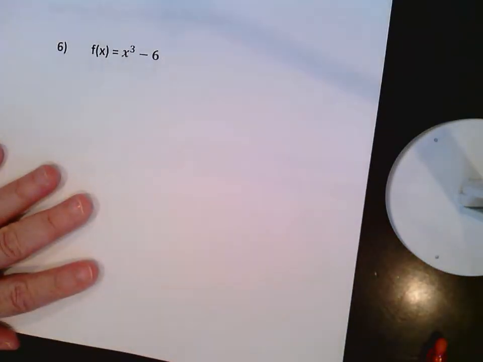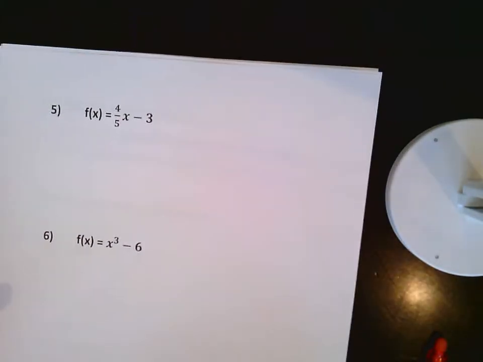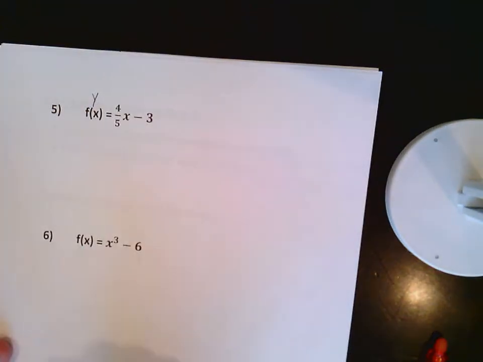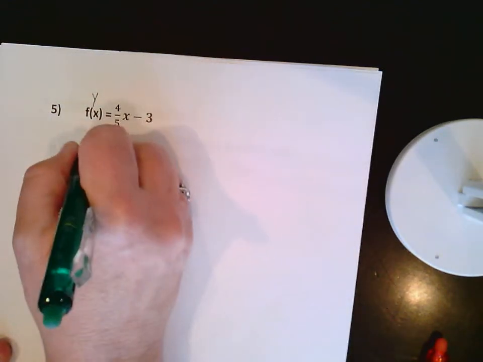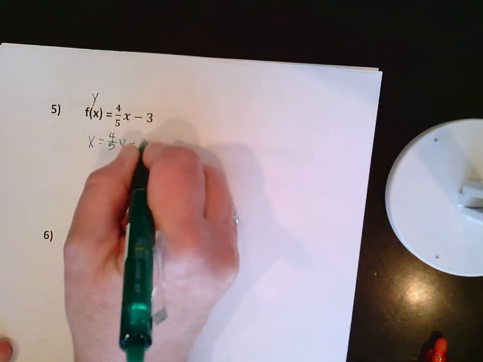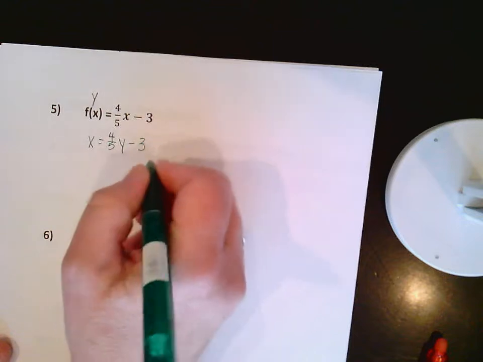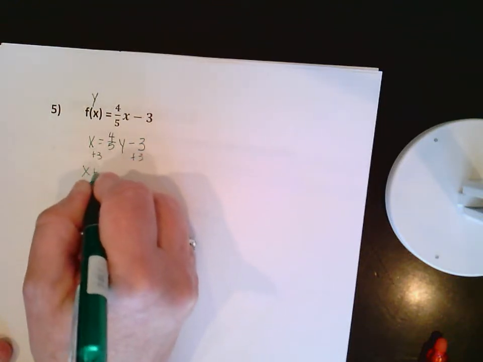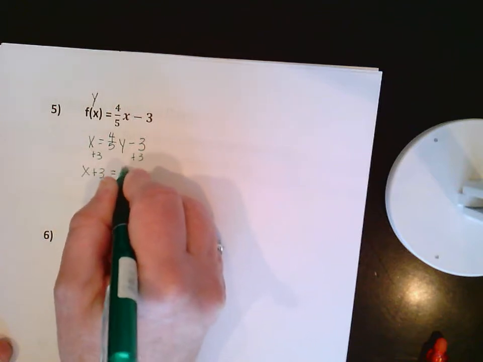Okay, let's try a couple more. Remember, f of x and y are basically the same concept, the output that you get when you put in the input for x. And we're going to switch our x and our y. So this is x equals 4/5 y minus 3. And I'm going to solve for y. So I'm going to add 3 to both sides. So I have x plus 3 equals 4/5 y.